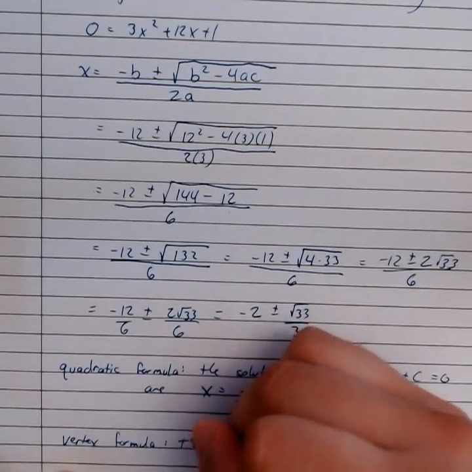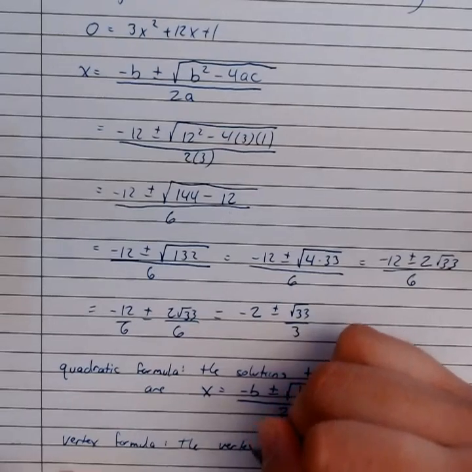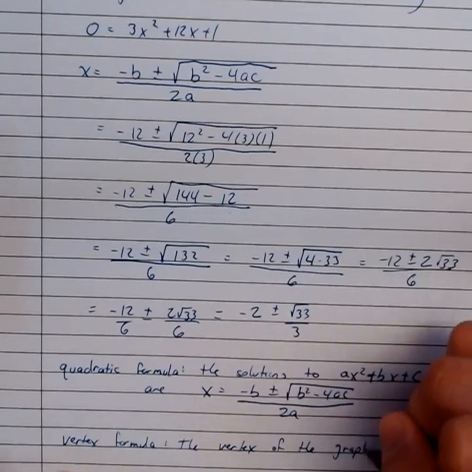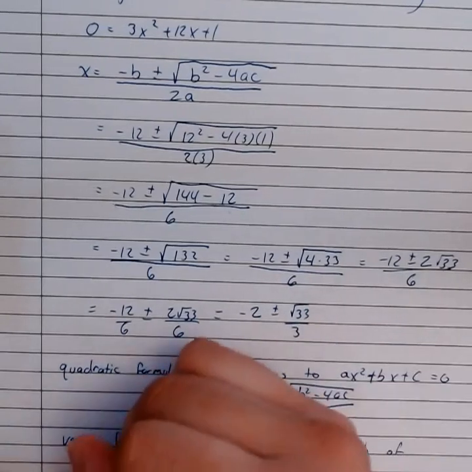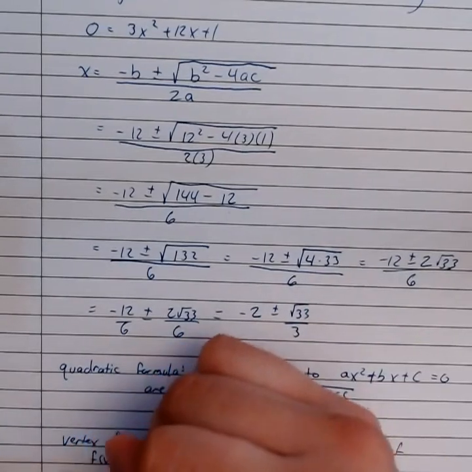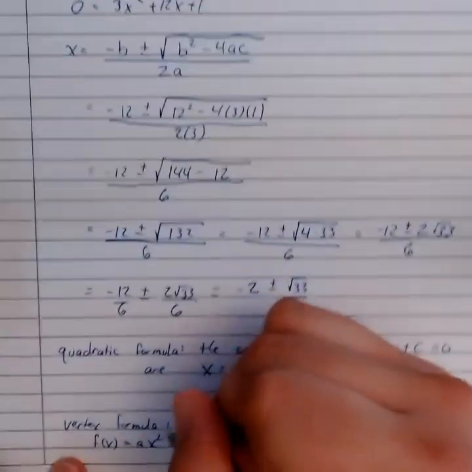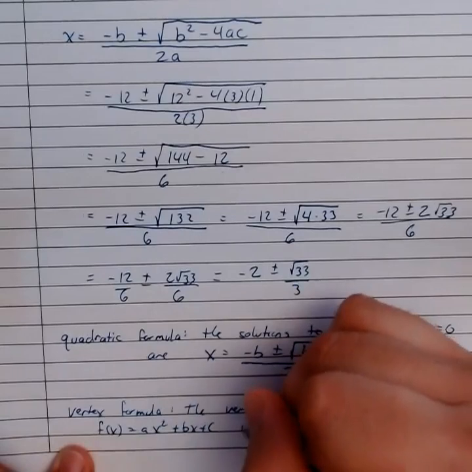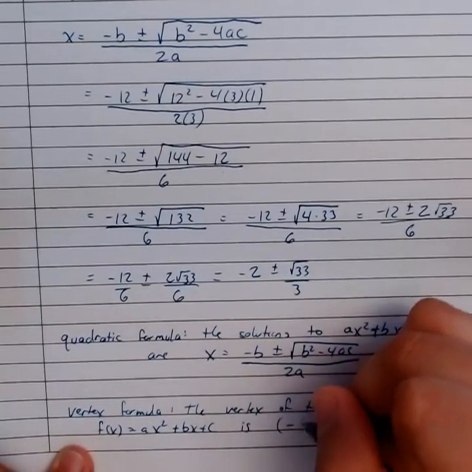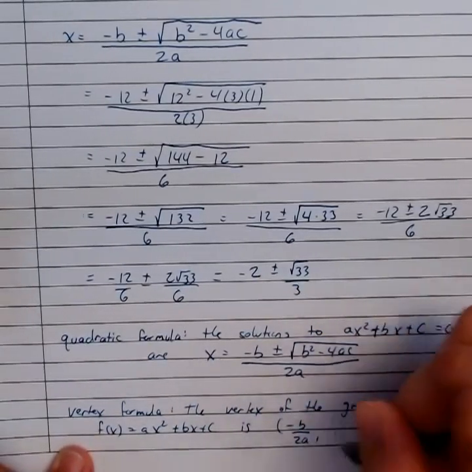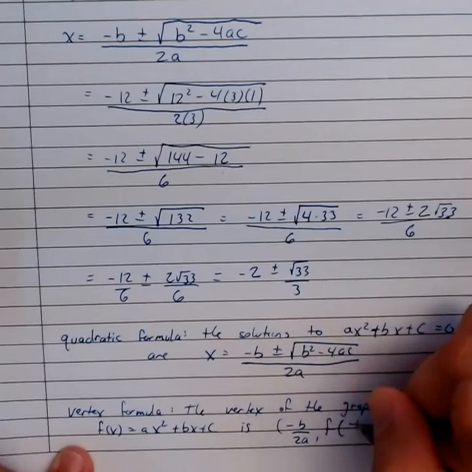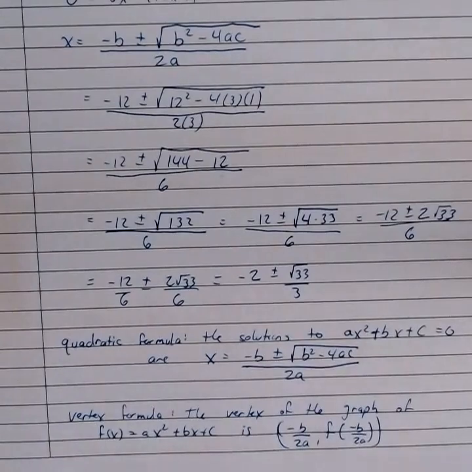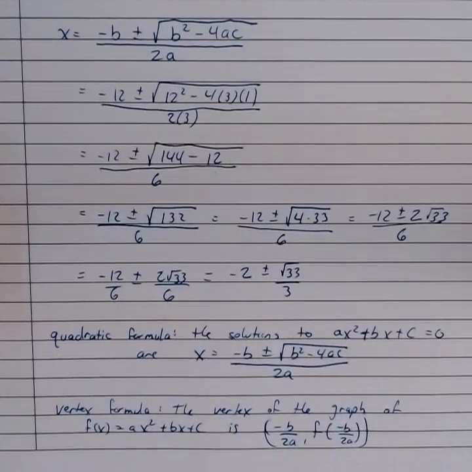and the vertex formula, which says the vertex of the graph of f of x equals ax squared plus bx plus c is negative b over 2a, comma f of negative b over 2a. So if you are going to use formulas, make sure you use them correctly. And here they are.